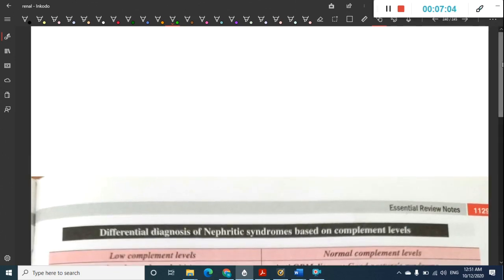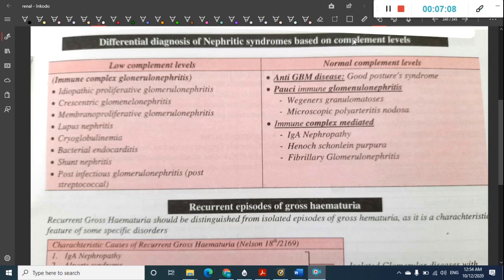Then one important thing is the differential diagnosis of nephritic syndromes based on the complement levels. This list has been asked once. What are the diseases which have low complement levels?